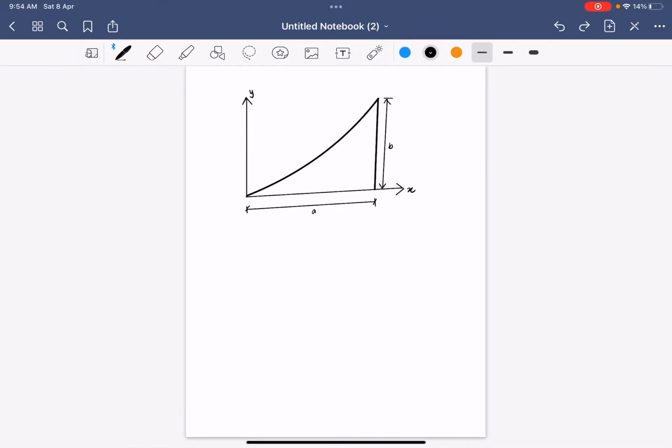Okay, hello everybody. I'm going to demonstrate how we can determine the centroid of a parabolic spandrel by using the integration method. Let's see the problem.